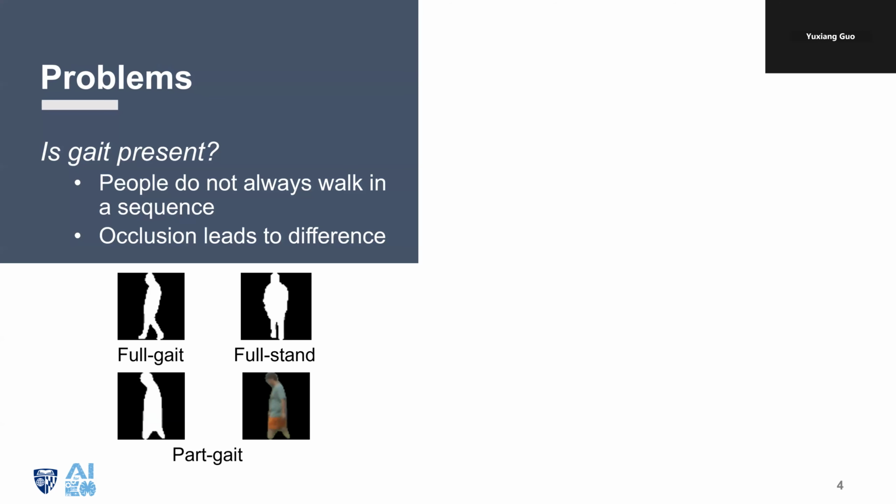We found that the previous methods have several problems. The first one is that gait is assumed to be always present. That may not be true, since in the video a person may just walk and then stop. So people do not always walk in the sequence. Also, occlusion leads to appearance-based differences. We could see the second one. Only the partial body is shown here, but due to the size normalization, the size will be expanded. Therefore, the temporal consistency between frames will not hold.